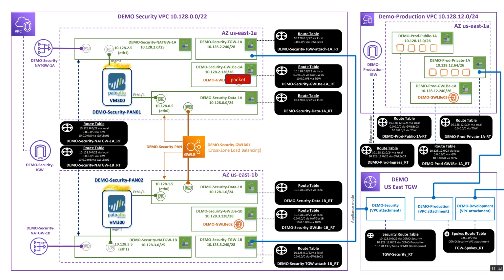The gateway load balancer endpoint now receives the packet, and it has to do another route table lookup and say, okay, well, how do I get to the internet in this case? Well, guess what? I'm going to now look at my route table, and how do I get to the internet?